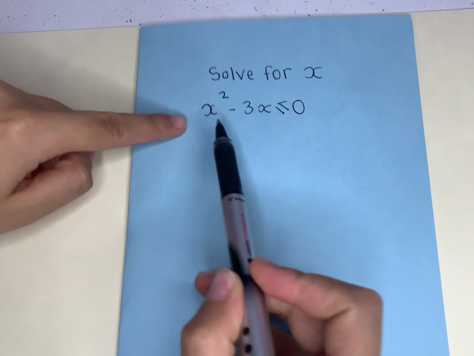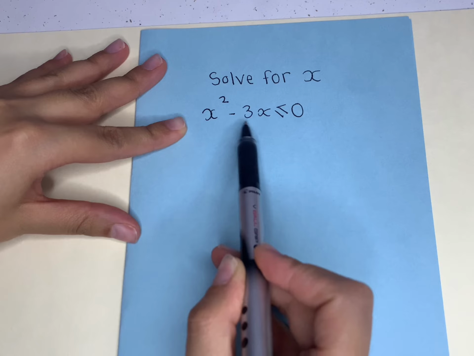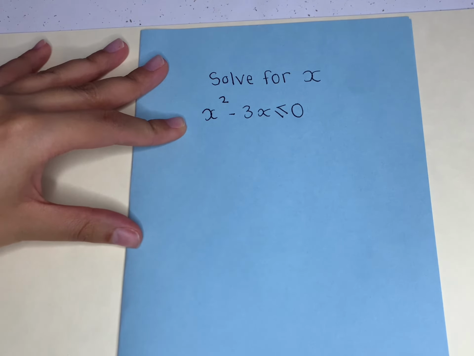Solve for x involving inequalities. We've got x to the power of 2 minus 3x is less than or equal to 0.